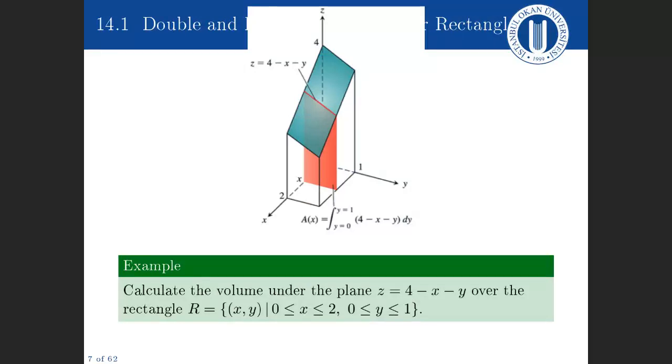For example, calculate the volume under the plane z is equal to 4 minus x minus y over the rectangle R, which is the rectangle where x is between 0 and 2, y is between 0 and 1. In other words, we want to calculate the volume of this three-dimensional object, which is shown in the picture here.